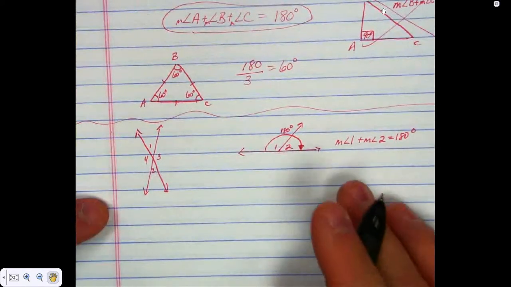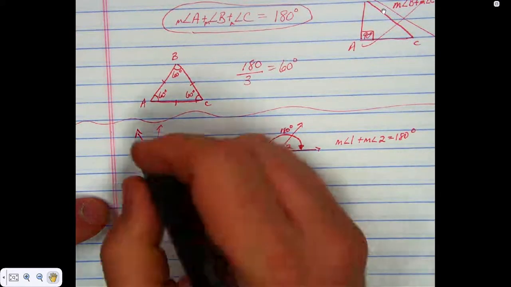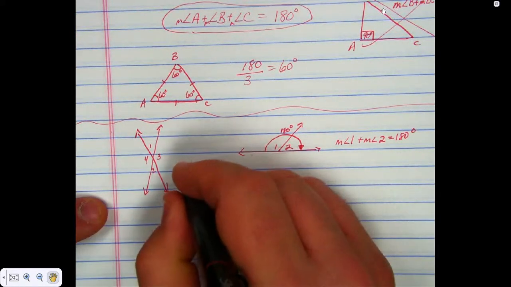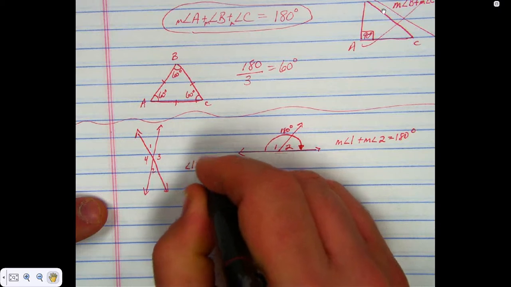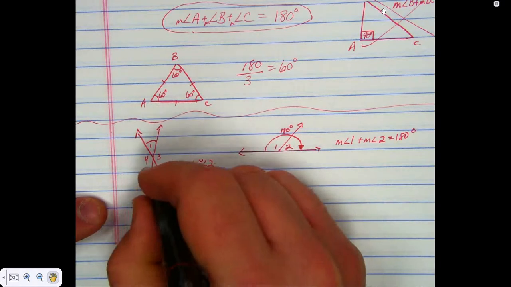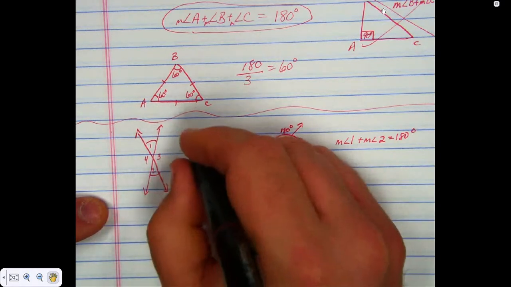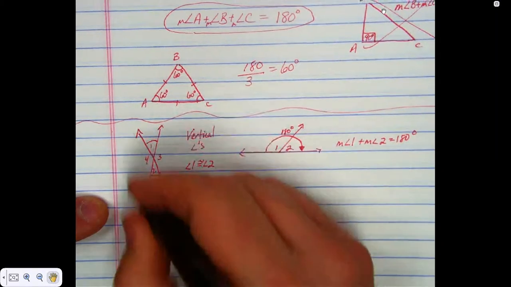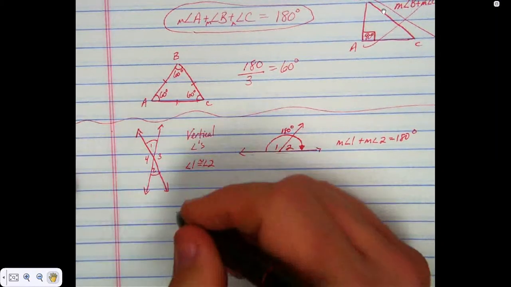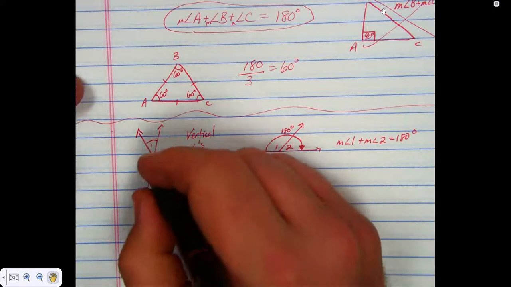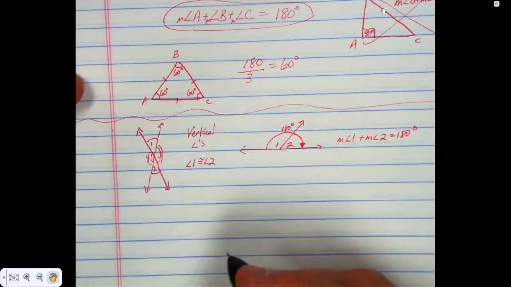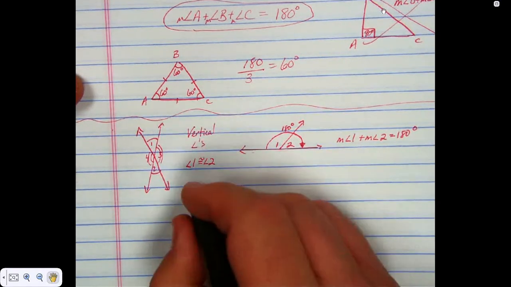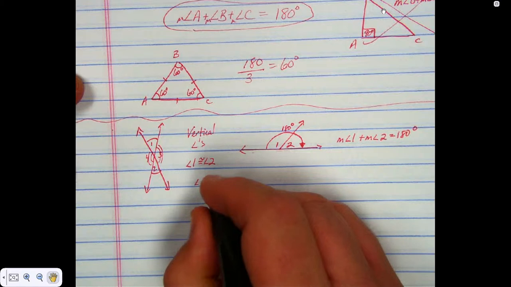What can I look at this picture and tell? Got 4 and 3 here. Angle 1 is congruent to angle 2. Why? What's the word? Vertical angles. Anytime two lines intersect and you make that X, the opposite angles are always what? Congruent. So angle 3 is congruent to angle 4.